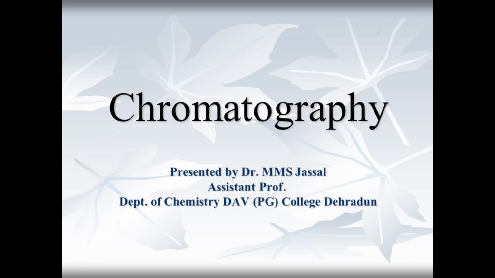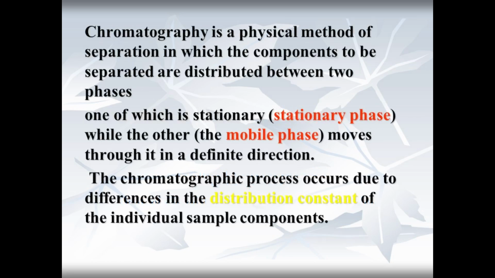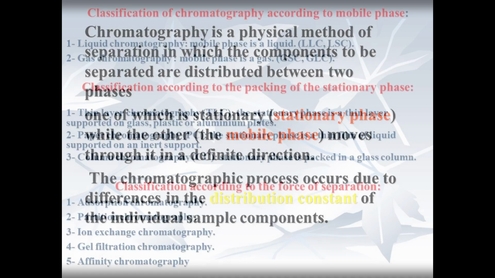Today we will discuss chromatography and its classification. Chromatography is a physical method of separation in which the components to be separated are distributed between two phases, one of which is stationary and the other is a mobile phase that moves through it in a definite direction. The chromatography process occurs due to the difference in the distribution constant of the individual sample components.